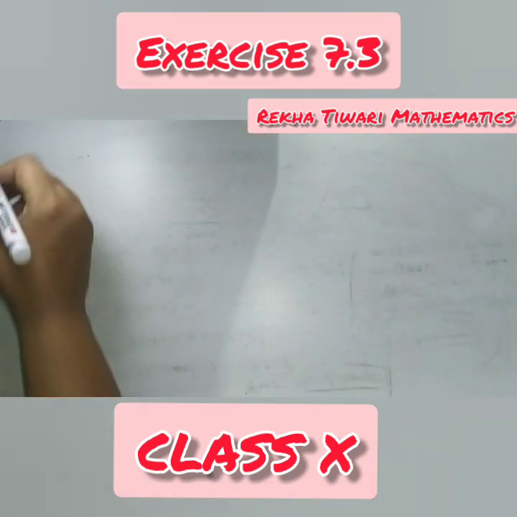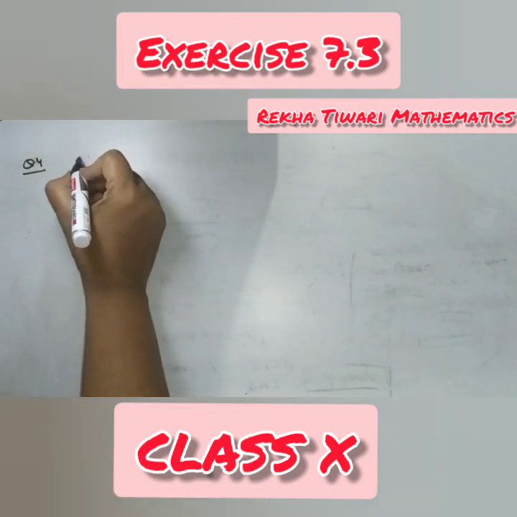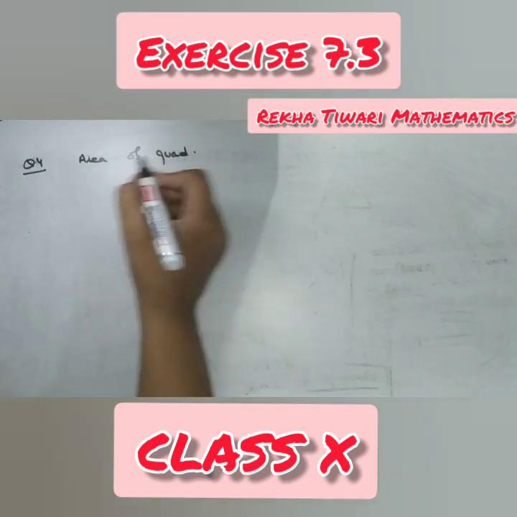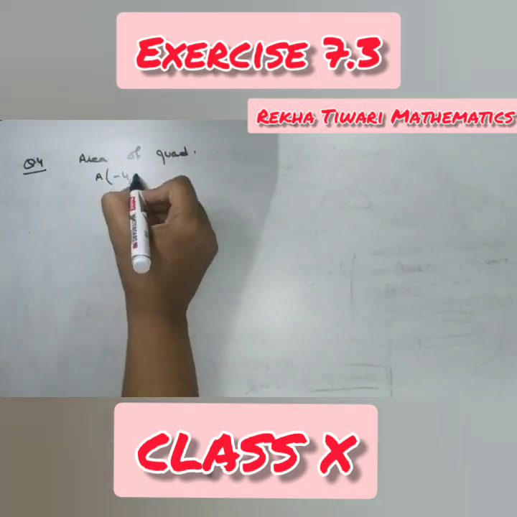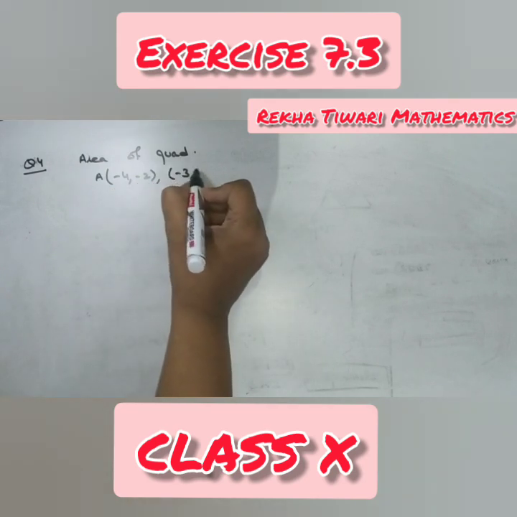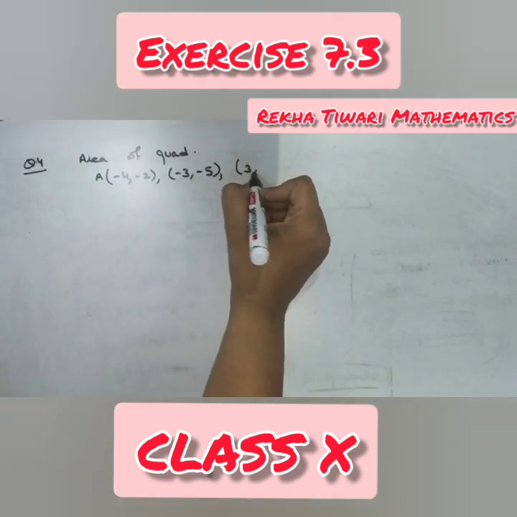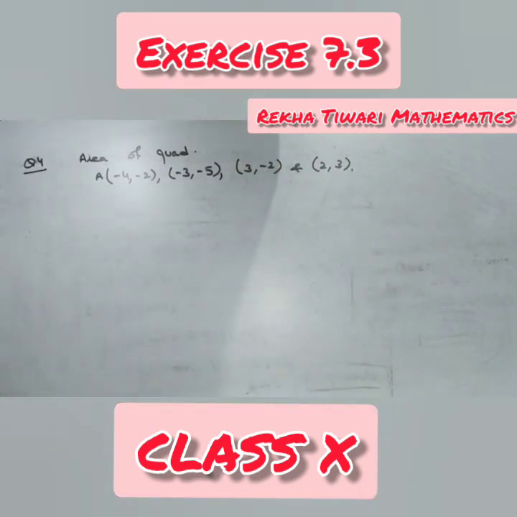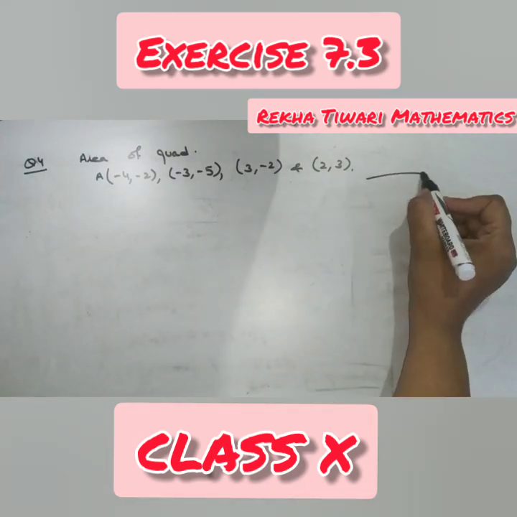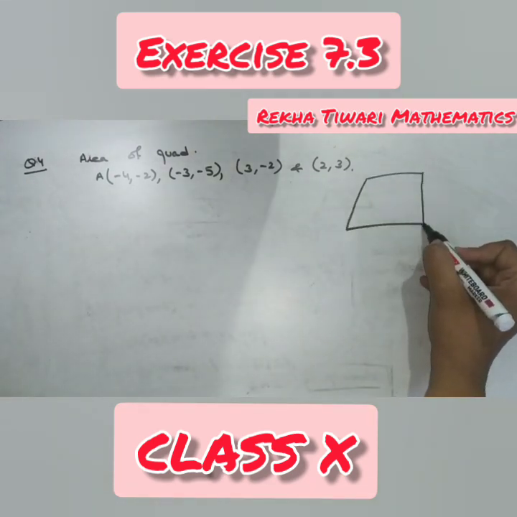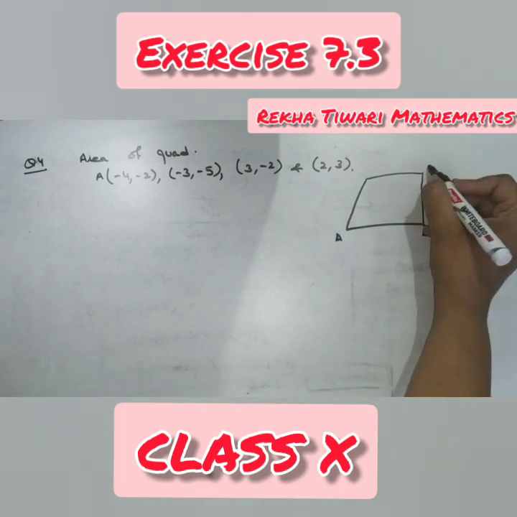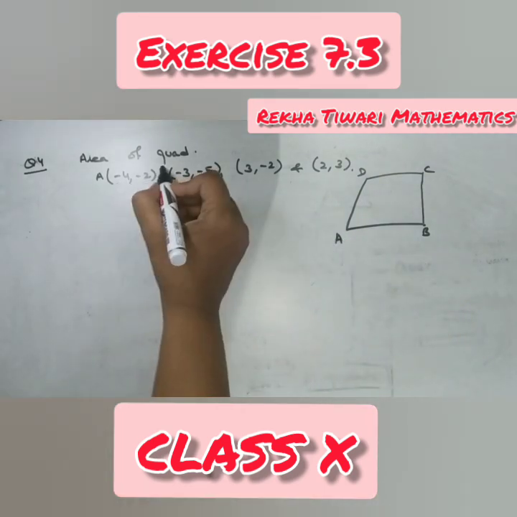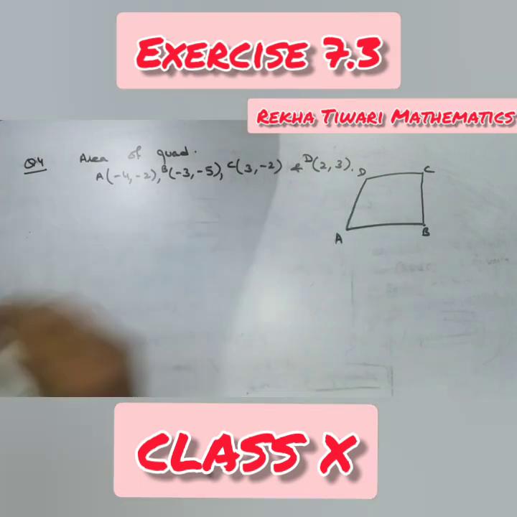Question number 4 is, find the area of quadrilateral whose vertices taken in order are (-4, -2), (-3, -5), (3, -2) and (2, 3). You have to find out the area of the quadrilateral. So let us draw any quadrilateral. No shape is given to you, so you can draw any quadrilateral. Write down the coordinates of the points A, B, C, D. It should be taken in order. So this is A, B, C, D.